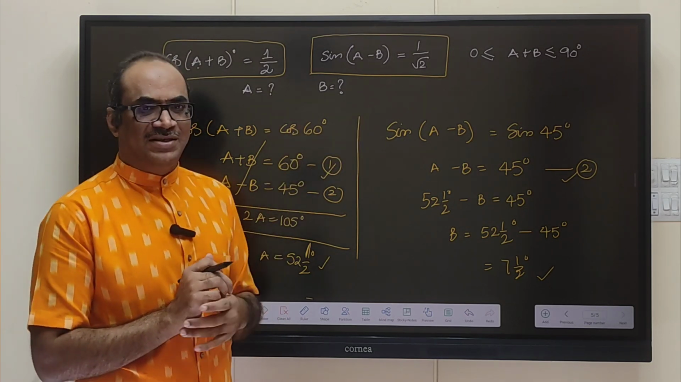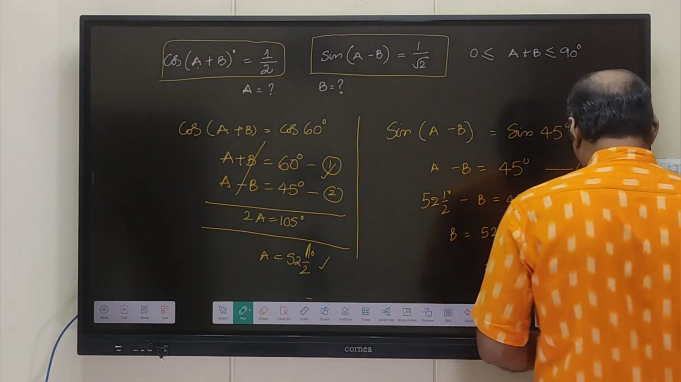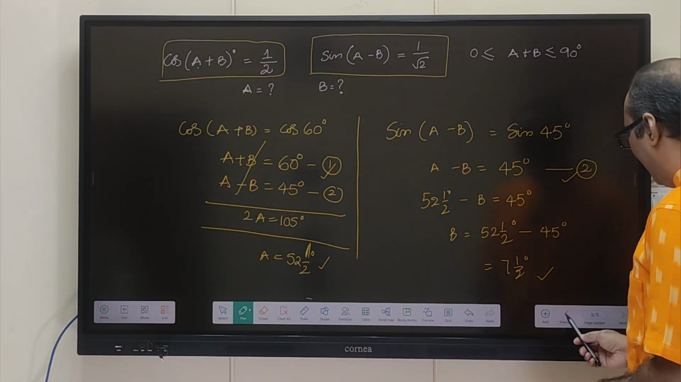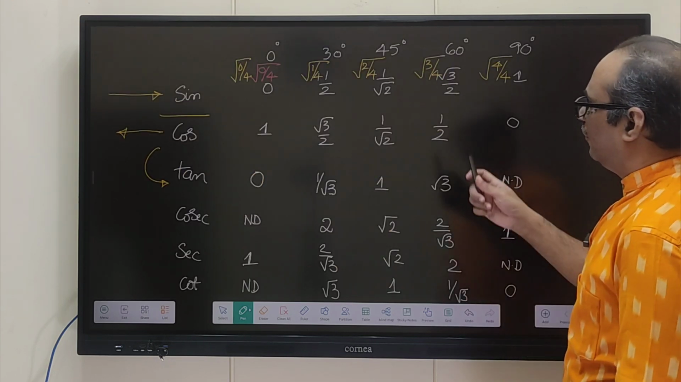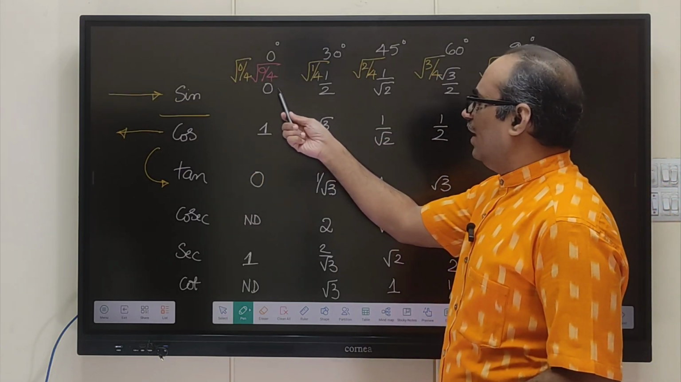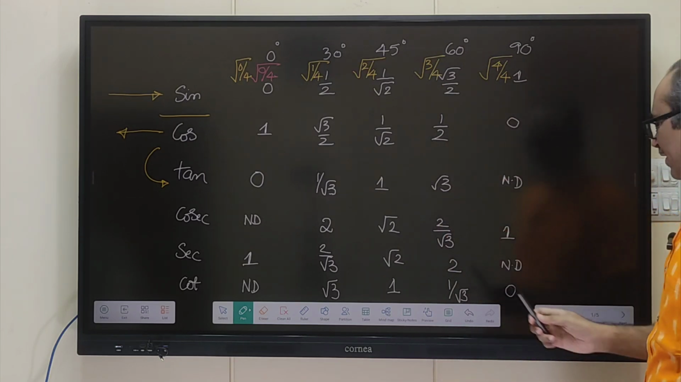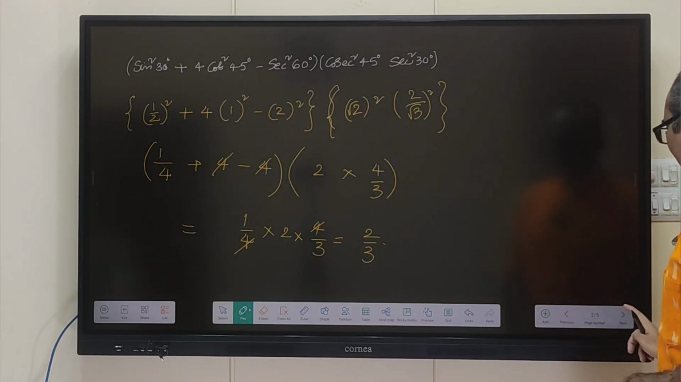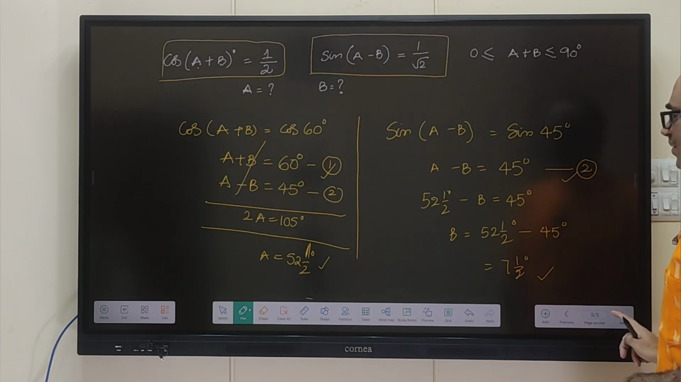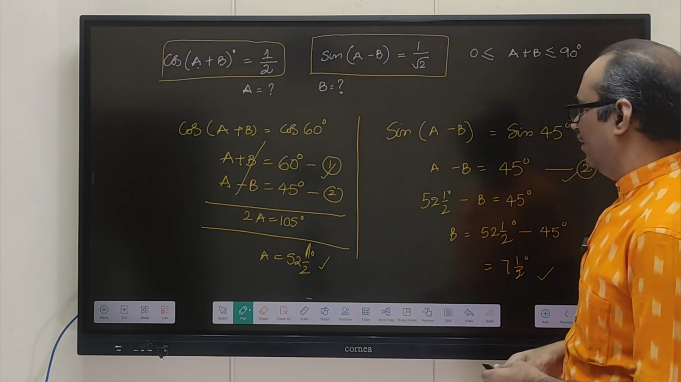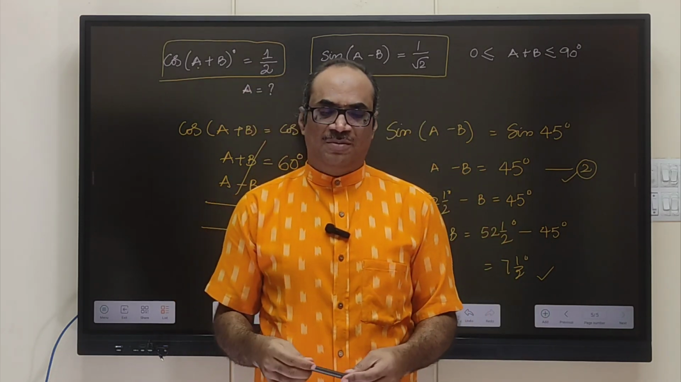So today we have discussed trigonometric ratios of specific angles. Let's have a recap of what we have done. We understood how to find the values of 0, 30, 45, 60, 90 degrees for different trigonometric ratios. Then after that we solved some simple problems using the specific angles we learned. So in the next session we'll see trigonometric identities and the problems related to that.